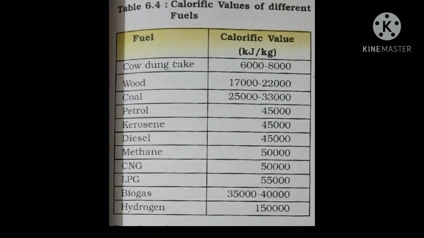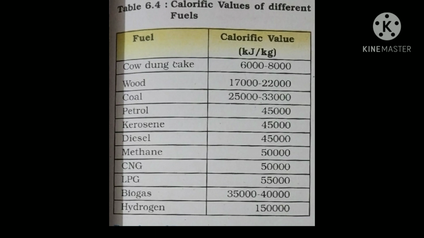When we compare all these fuels, which one has more fuel efficiency? Yes, hydrogen gas, because its fuel efficiency is 1,50,000 kilojoule per kilogram. Okay. In second position, LPG is there because it has a fuel efficiency of about 55,000 kilojoule per kilogram.